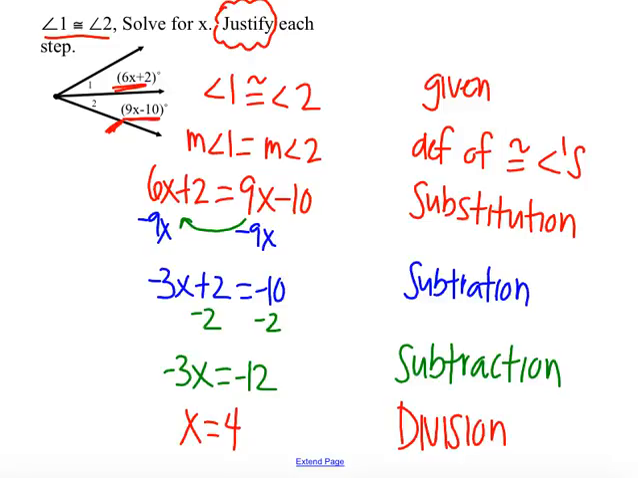So there you go. There's our proof. Again, we're just explaining our reasoning for what we did. It's all just kind of algebra, but we just have to explain each step.